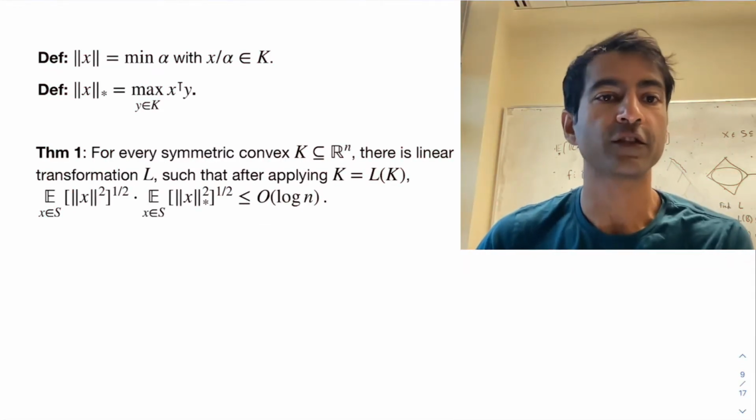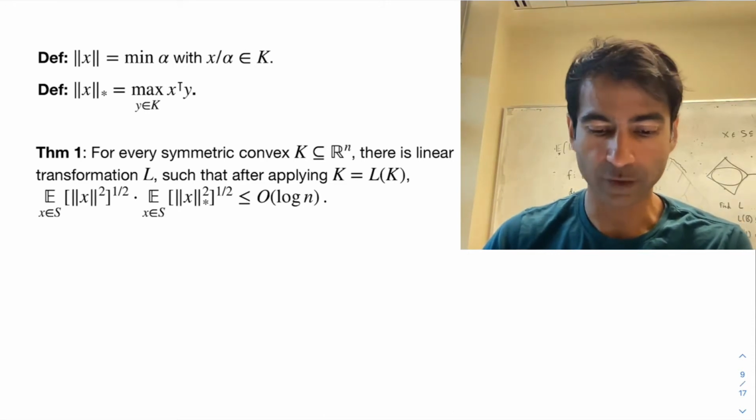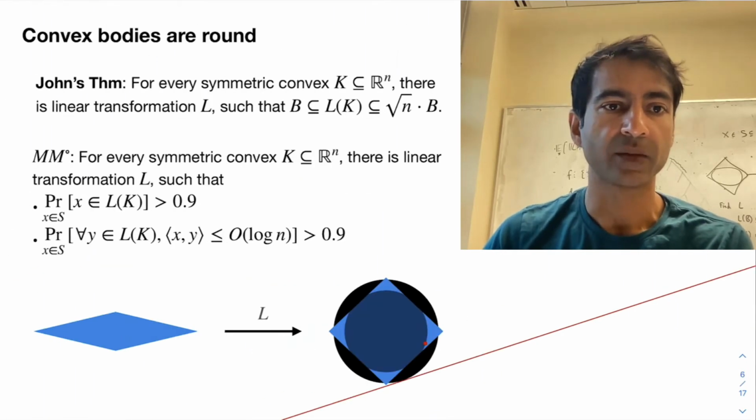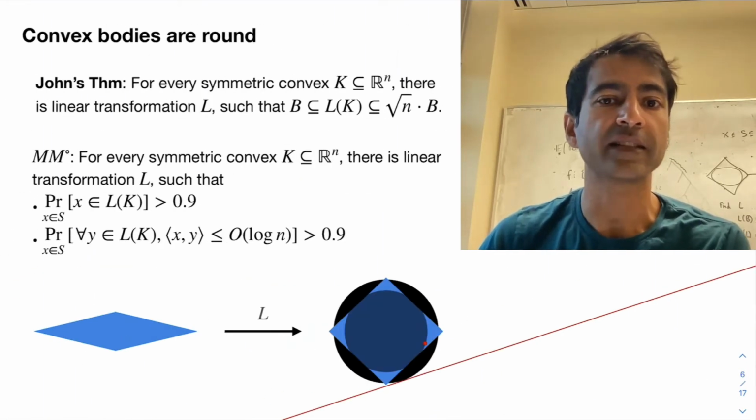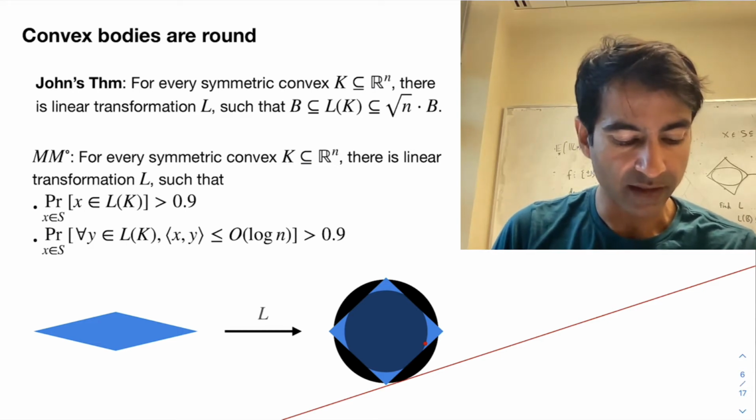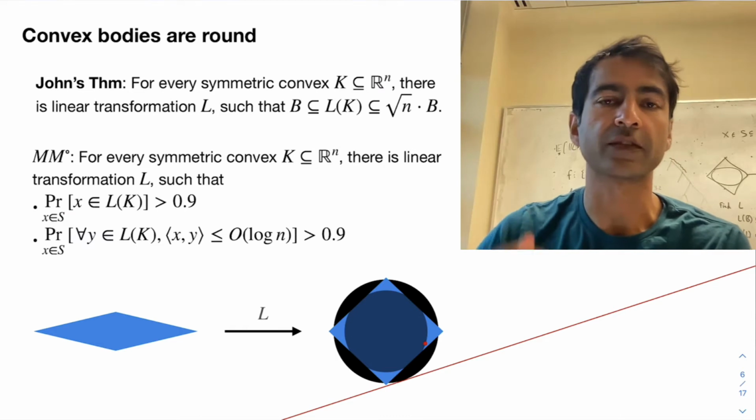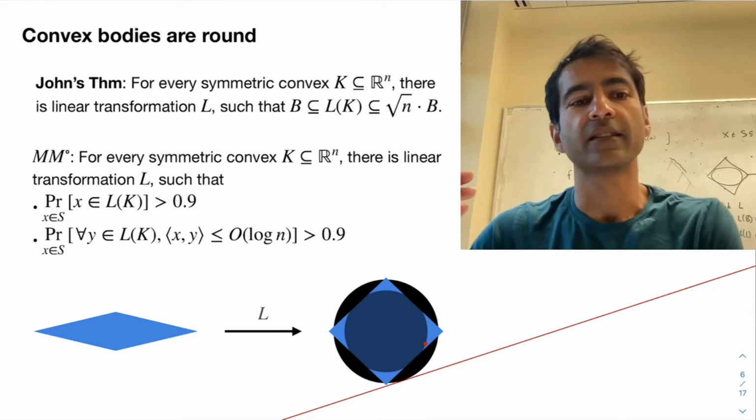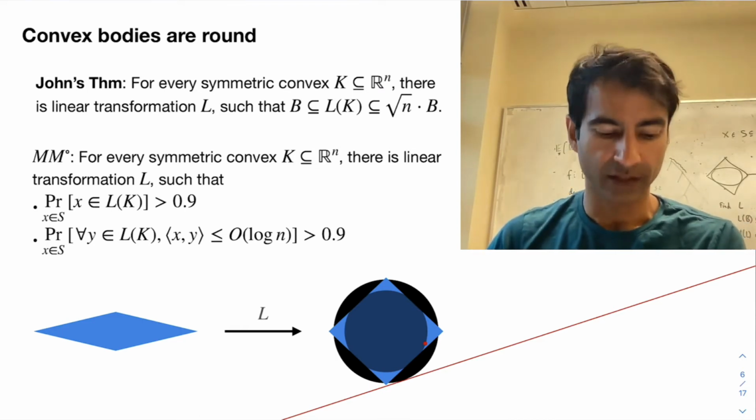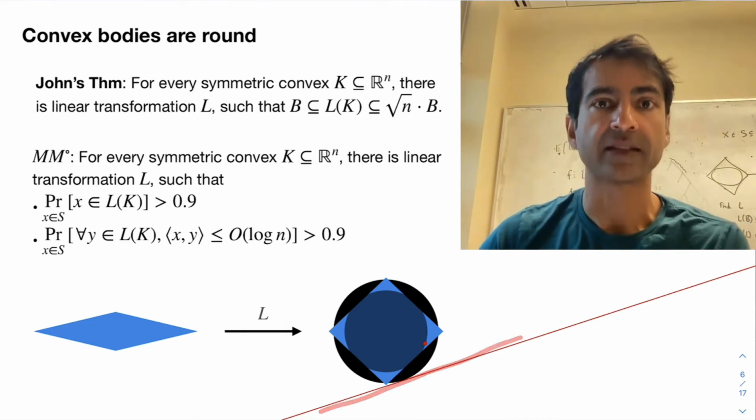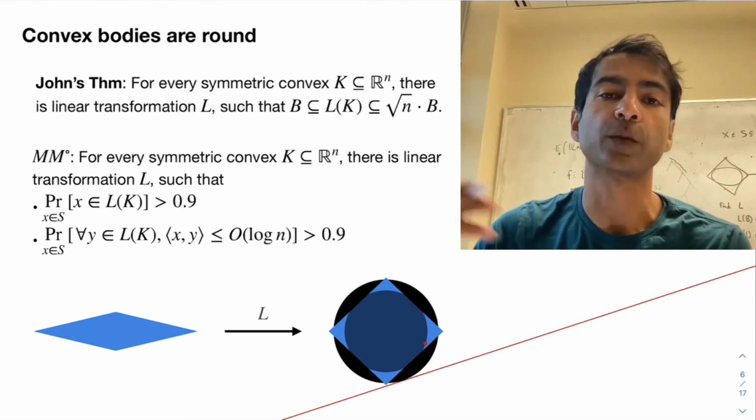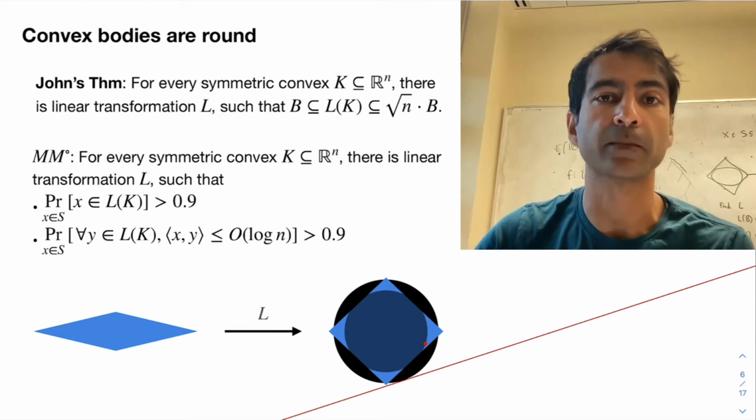Now I'll leave it to you to verify that this type of statement implies what I claimed earlier, which is that there is a position that you can put the body in such that after you put the body in that position, if x is a random point on the surface of the sphere of radius 1, then with high probability x is contained inside the body. And if you pick a random tangent hyperplane to the sphere of radius order log n, then with high probability this hyperplane does not cut the body. Okay.